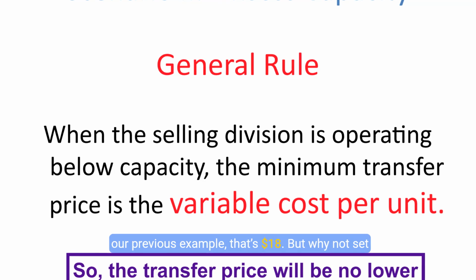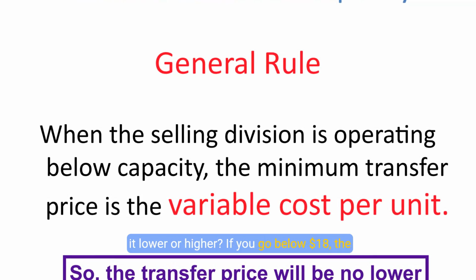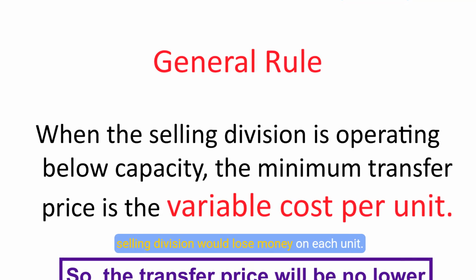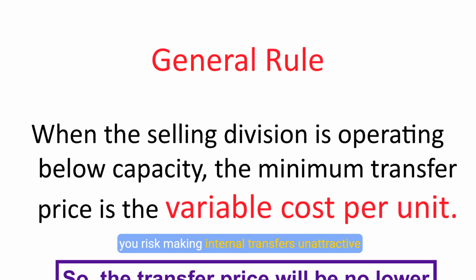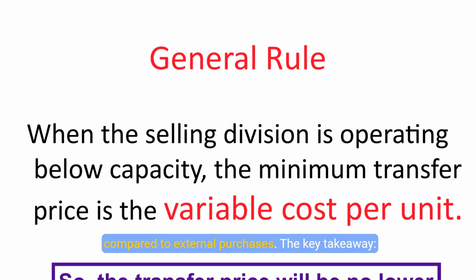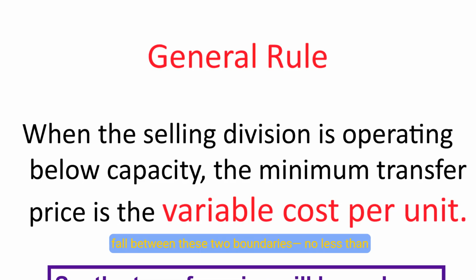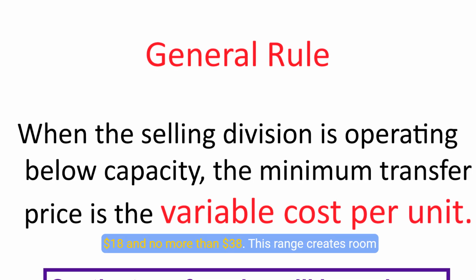In our previous example, that's $18, but why not set it lower or higher? If you go below $18, the selling division would lose money on each unit. If you go much higher, up to $38 in this scenario, you risk making internal transfers unattractive compared to external purchases. The key takeaway: with excess capacity, the transfer price should fall between these two boundaries, no less than $18 and no more than $38.